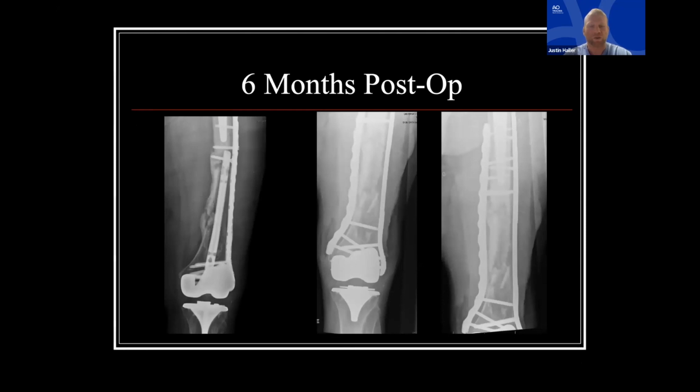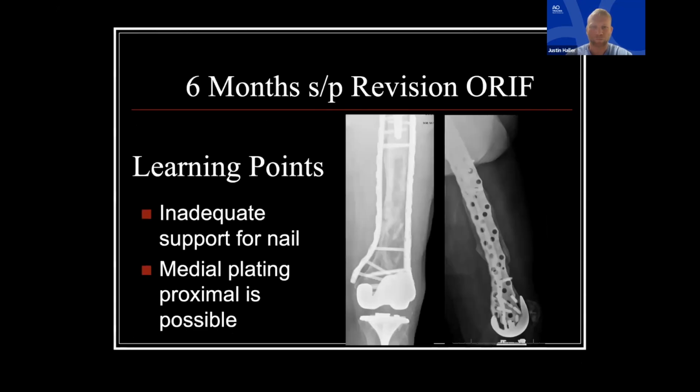And so we revised her with this long medial plate, which I wouldn't recommend using. It's a 4 or 5 stout plate. It requires a lot of bending, but it just shows that you can get fairly proximal on the medial side up across a total hip arthroplasty implant. And this is her at 6 months. She's spot welded on the medial side, not so much on the lateral side. And so my learning points for this case were, situations like this are probably not ideal for an intramedullary nail support, and that you can get really proximal with the medial plating.